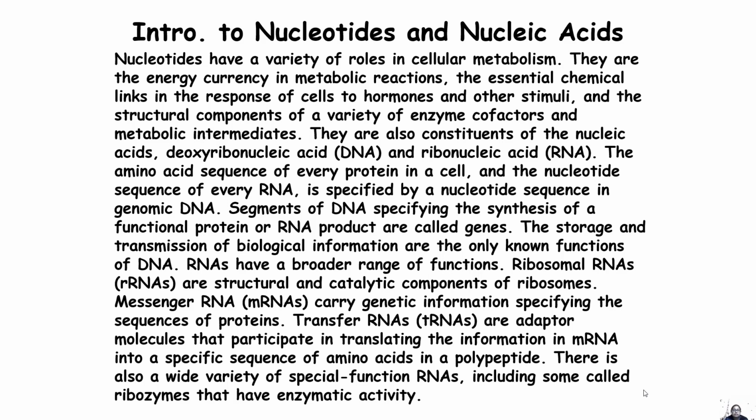So segments of DNA specifying the synthesis of a functional protein or RNA product are called genes. The storage and the transmission of biological information are the only known functions of DNA. RNAs have a broader range of functions. Ribosomal RNAs are structural and catalytic components of ribosomes, whereas messenger RNAs carry genetic information specifying the sequences of proteins. Transfer RNAs are adapter molecules that participate in translating the information in mRNA into a specific sequence of amino acids in a polypeptide. There is also a wide variety of special function RNAs, including some such as the ribozymes, which have enzymatic activities. So if someone tells you that only proteins have enzyme activities, they are wrong, because there are certain RNAs also which can have enzymatic activity. They are called ribozymes.